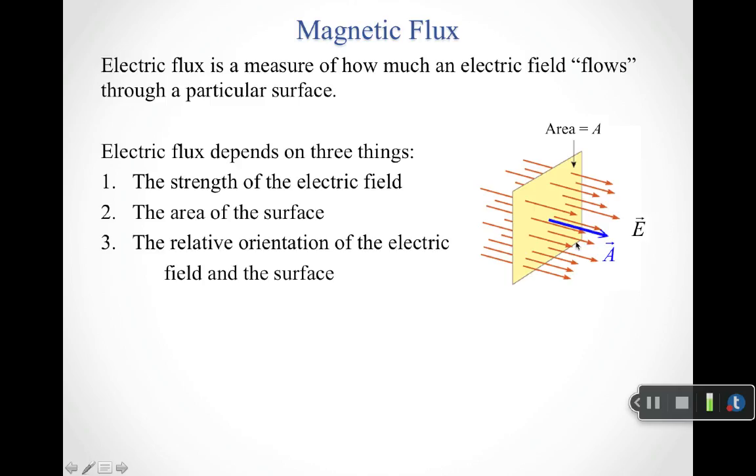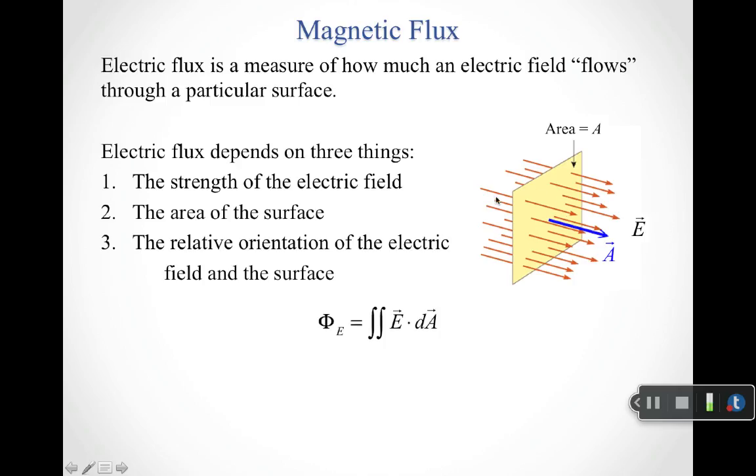So you could increase the electric flux by making your field stronger, that would be more field lines. You could increase your electric flux by making your area bigger, that'd be more field lines. And you increase the electric flux by lining up your electric field and the area vector for your surface. So in this case, they're oriented to get the maximum amount of flux.